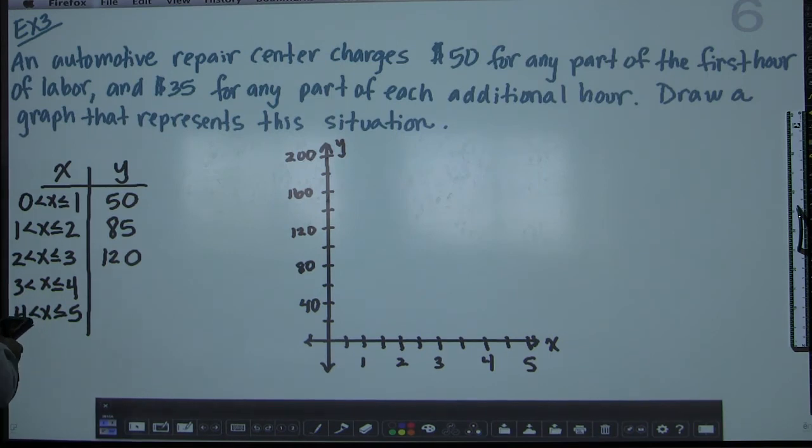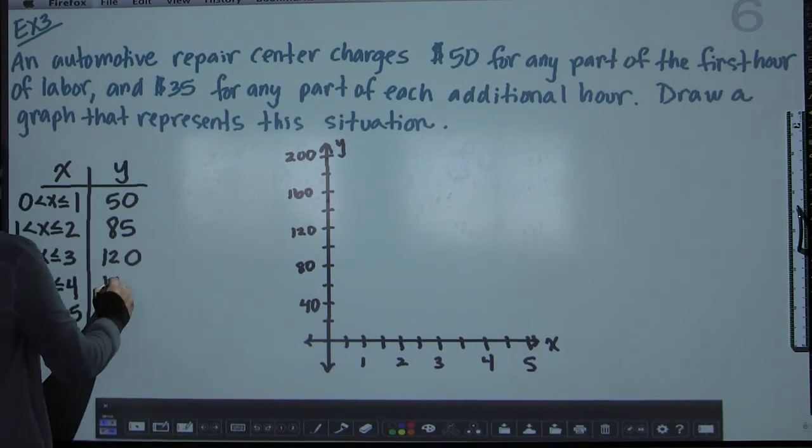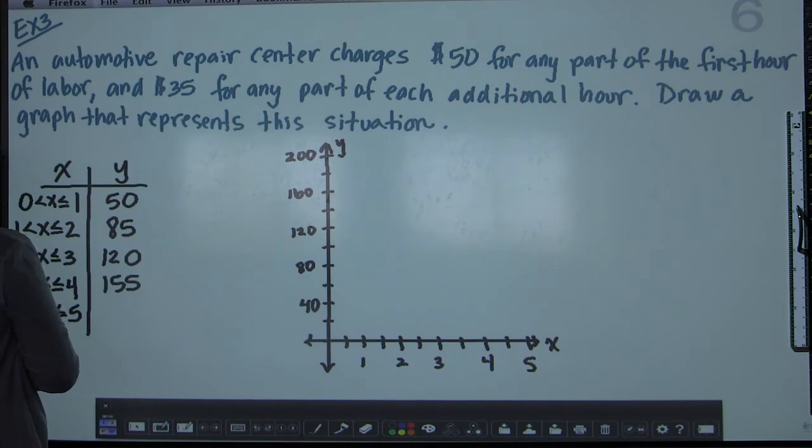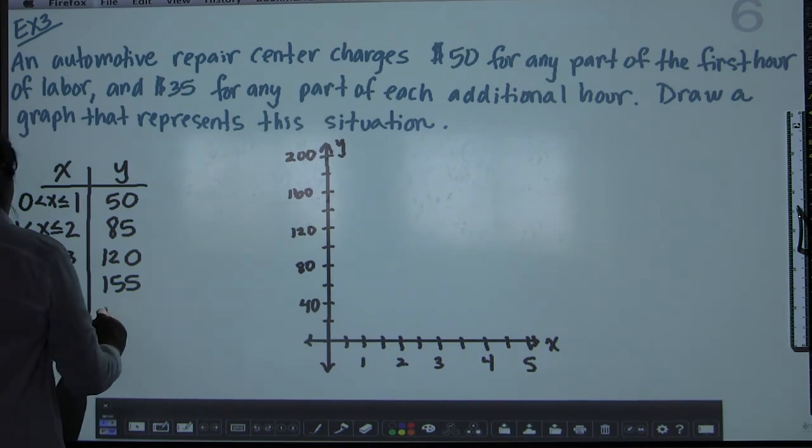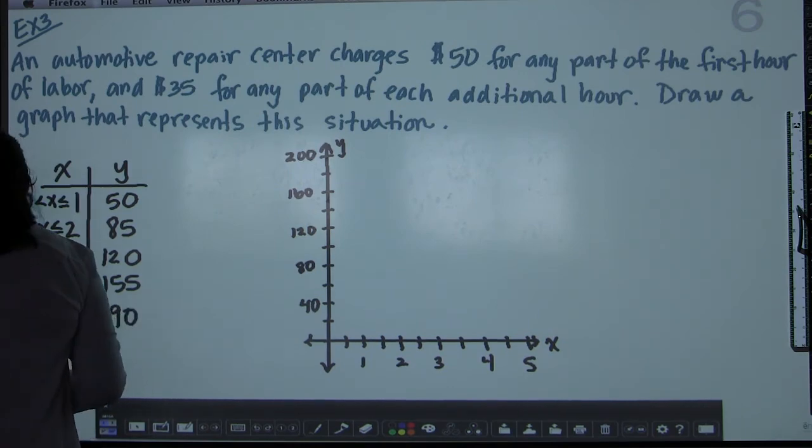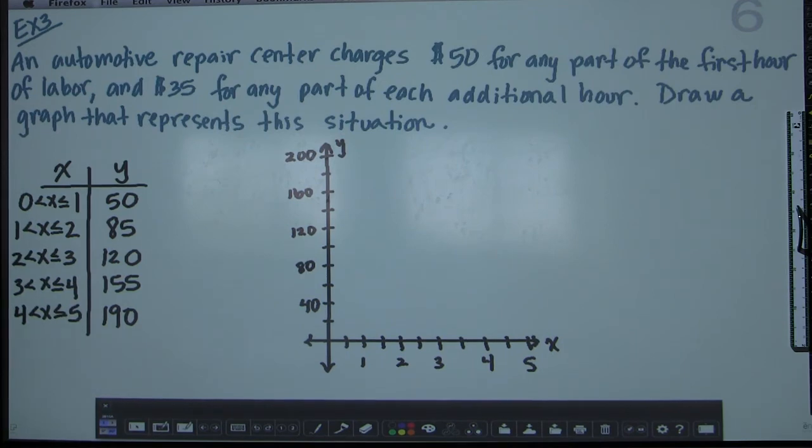And then if you keep doing that, now you're going to get 155 for the next hour, and then for the final hour here, we're not going to get crazy. We're only going to go up to 5 hours. Hopefully, your car doesn't need to get fixed beyond that. If it does, I pity you. This doesn't even include parts. It's just the labor. But anywho, this is what you're paying for the labor in these different increments.